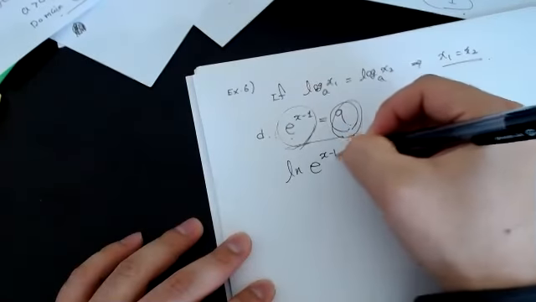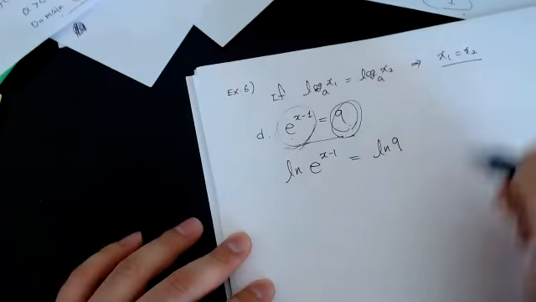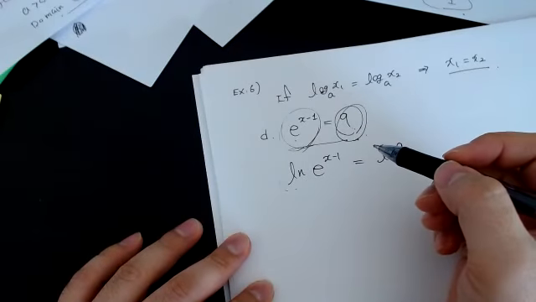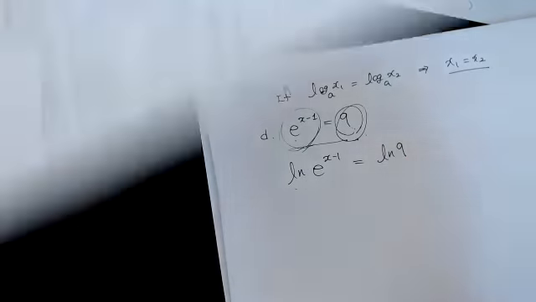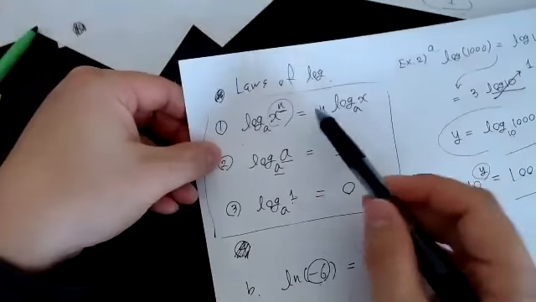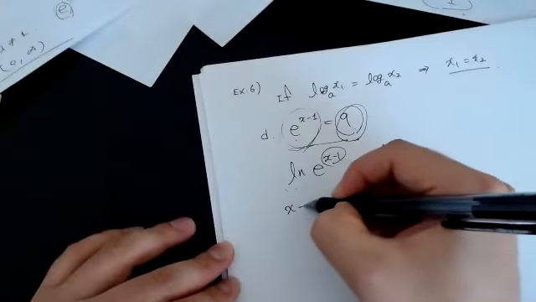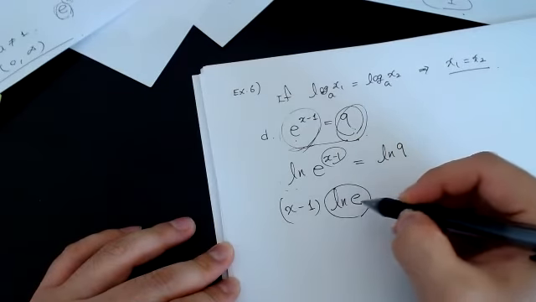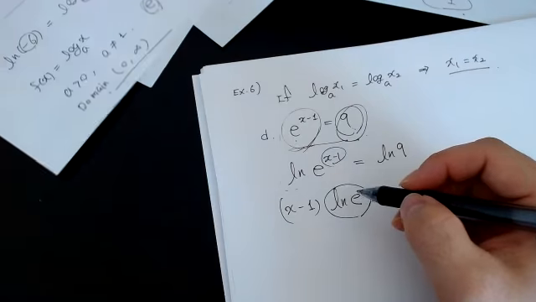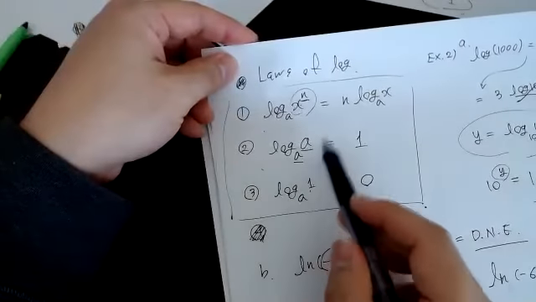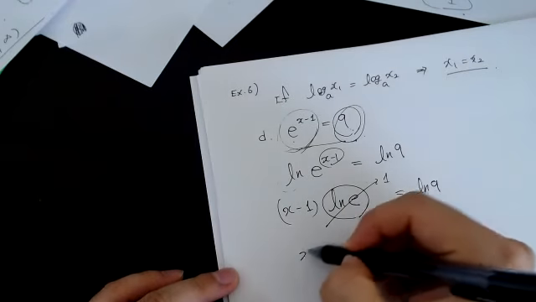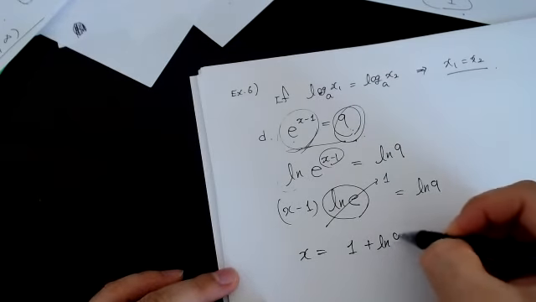We get x minus 1 times natural log of e equal to natural log of 9. The natural log is log with the base e, right? By the first law of logs, we can take the exponent x minus 1 out of the log. Then ln e is log of e to the base e, so by the second law that turns out to be 1. So this is natural log 9. So now x is 1 plus natural log 9.